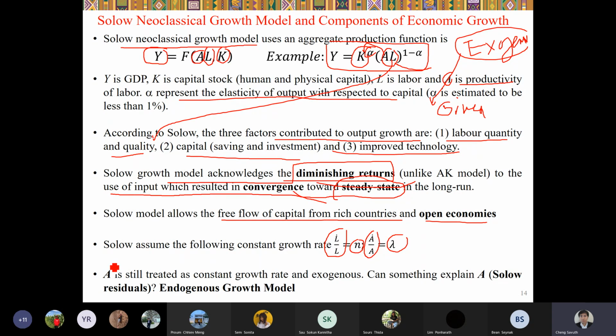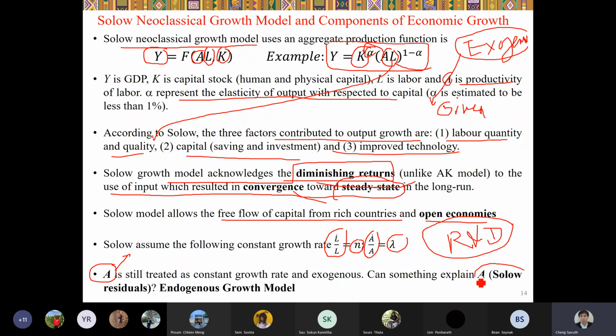Okay, so according to Solow, he admits that the capital, the labor and technology are important, but he did not explain what actually makes this technology grow, what can push it. Why do some countries have better technology than others? Why do some countries have very advanced technology in R&D, research and development, for example, than the other countries? Okay, R&D, for example. So Solow did not explain that, and this A, the A that you see in the production function, is left unexplained. That's why this A is called Solow residual.